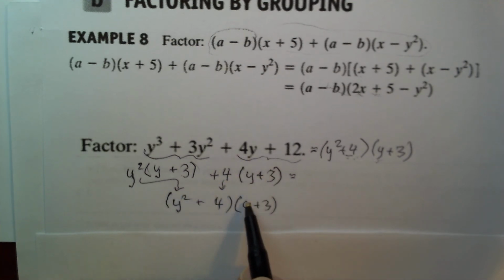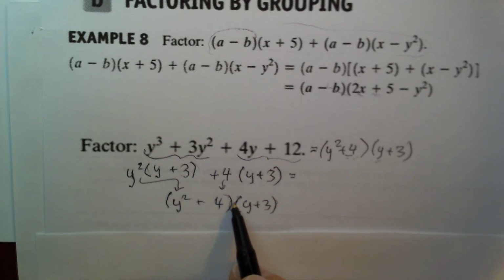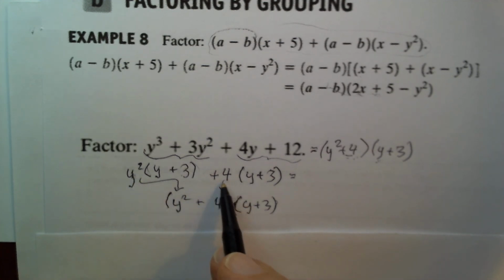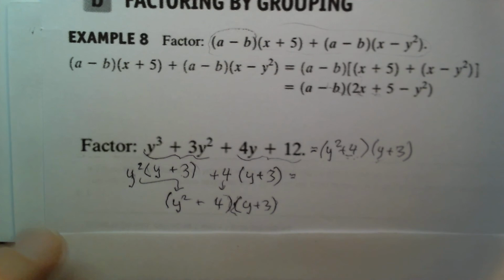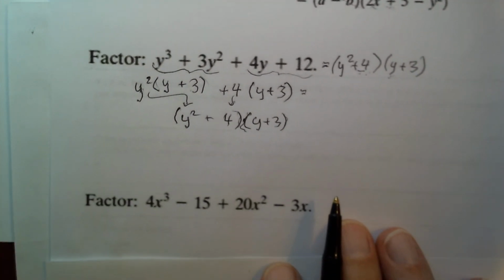And then y plus 3 is our greatest common factor. And in the other set of parentheses, and by the way, that's multiplication, we put the y squared and we put the 4. So we do it a few more times, or at least one more time, and then you probably get the idea how this all works.